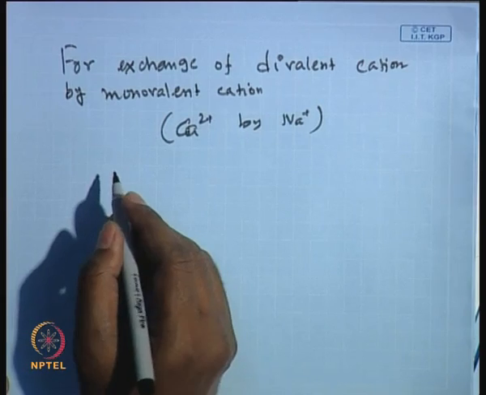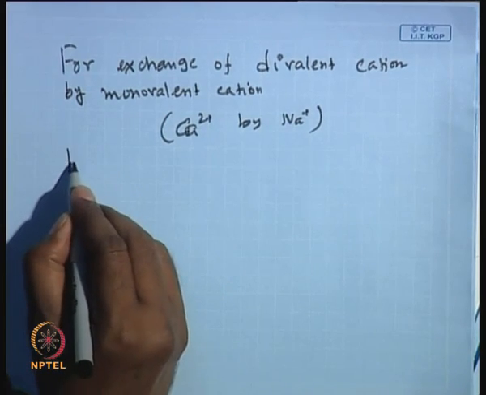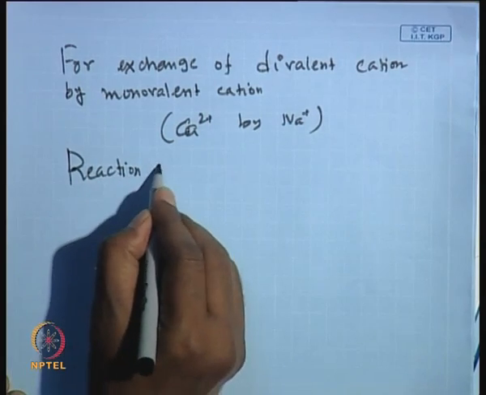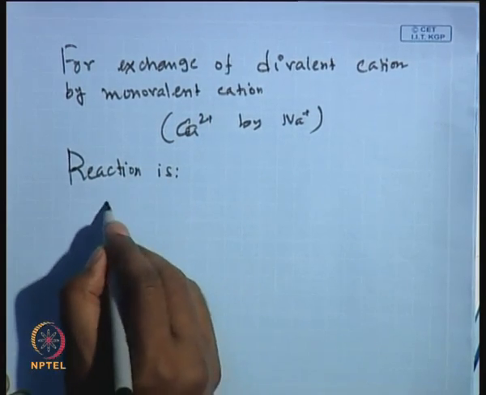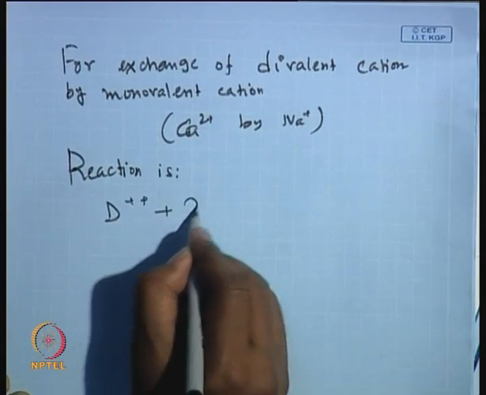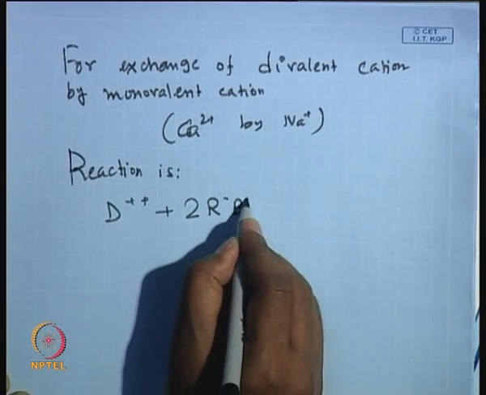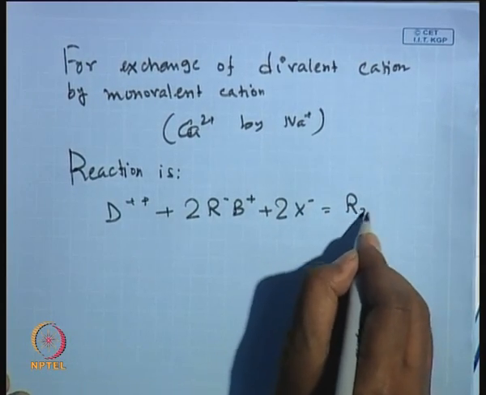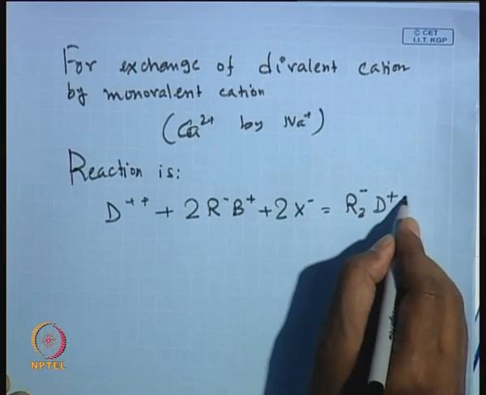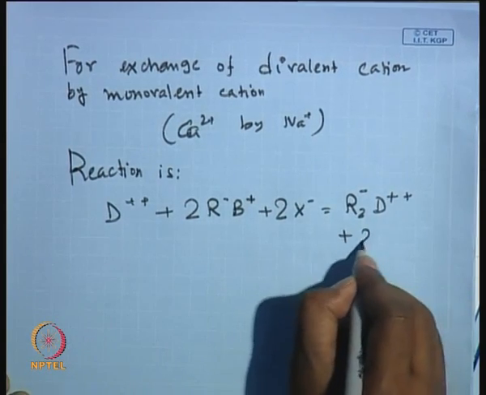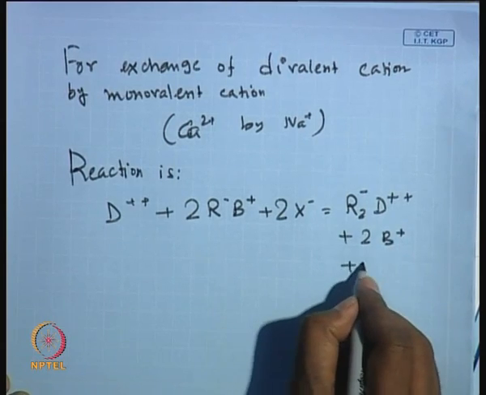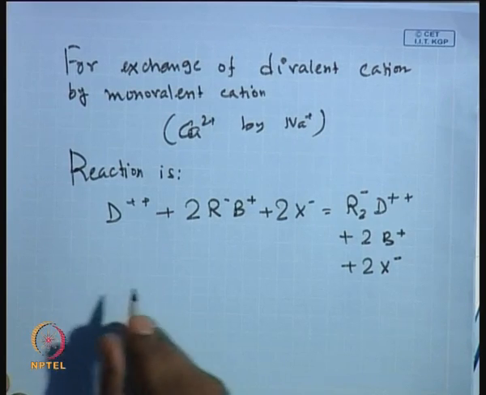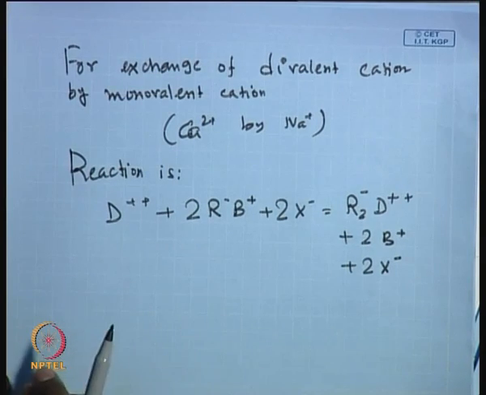So, therefore, the electroneutral condition, the reaction is D plus 2 R minus B plus 2 x minus will be equal to R 2 minus D plus 2 B plus 2 x minus. Okay. So, divalent ion occupies 2 sites of the resin.